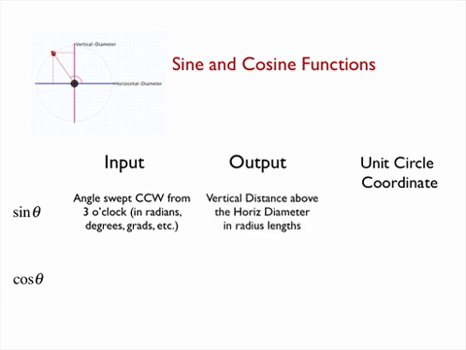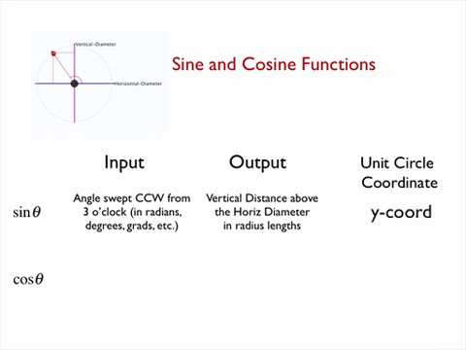Yep, it's the vertical distance above the horizontal diameter, in radius lengths. What's the least value that could be? At the bottom of the circle we're 1 radius length below the horizontal diameter, so you can't get any lower for sine than -1. And what's the greatest? The top of the circle, 1 radius length above the horizontal diameter. So what coordinate are we talking about here with sine? The y coordinate, right?